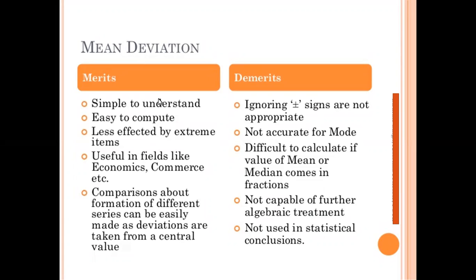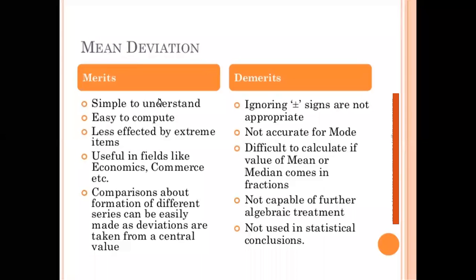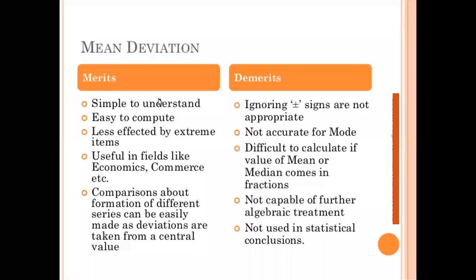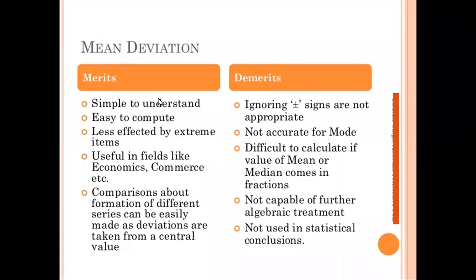On the other hand, the demerits: ignoring the positive or negative sign is not correct from the mathematical point of view. It is not an accurate method when it is calculated from mode. It is difficult to compute when the value of mean or median comes in fractions. It is not capable of further algebraic treatment, and it is not used in statistical inference. So these are the merits and demerits of mean deviation.